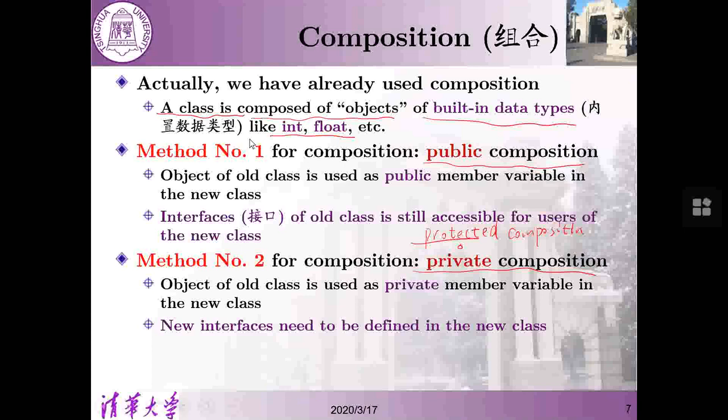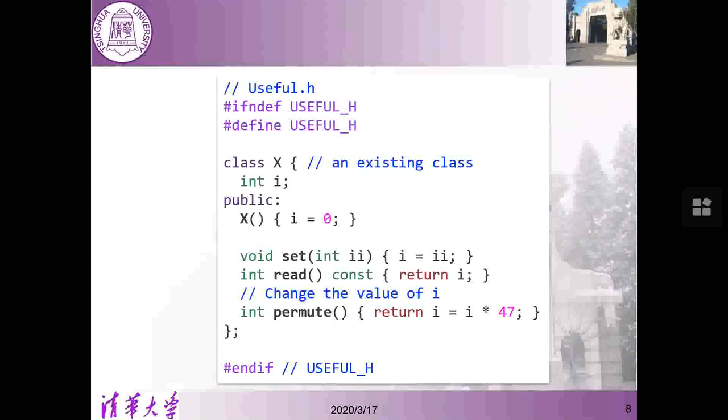Okay, we just mentioned that there are three ways of composition. One is public, another one is private, and the third one is protected. But protected is less used, and we also need to learn protected later when we learn inheritance. So typically there are two ways, public and private. Okay? So here's an example.